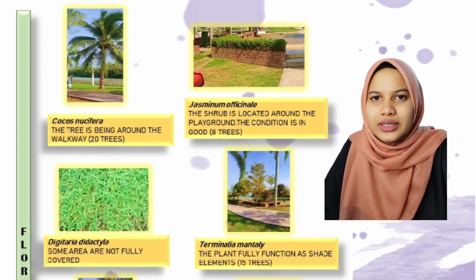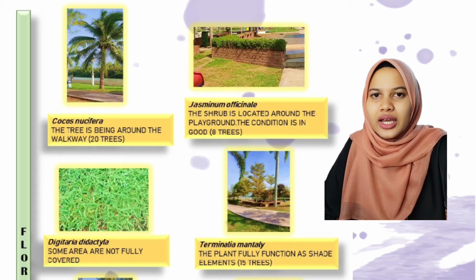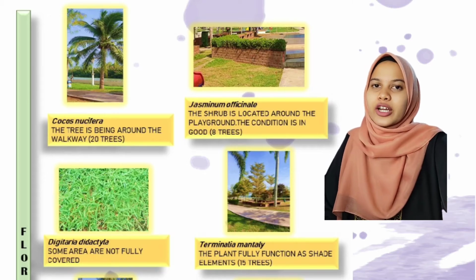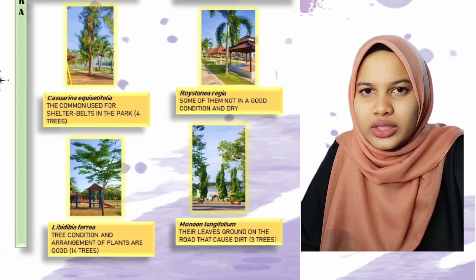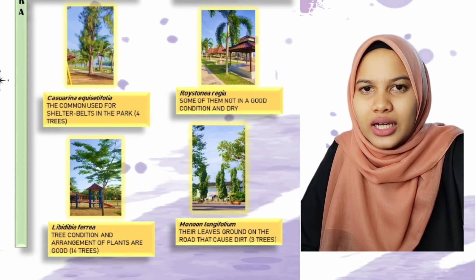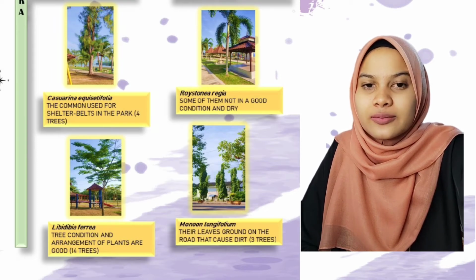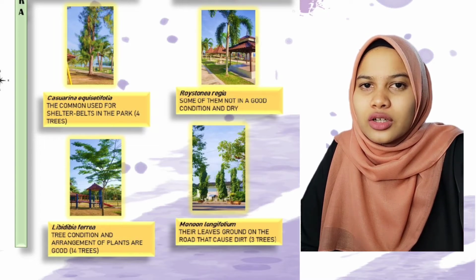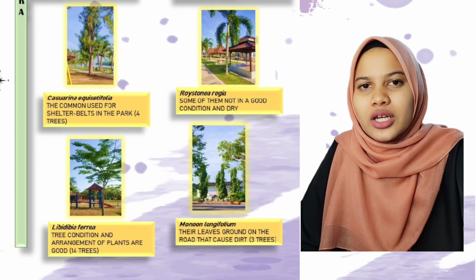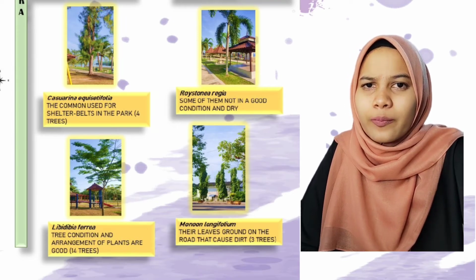Next is Terminalia mantaly. The plant fully functions as shade elements. There are 15 trees. Next is Casuarina equisetifolia. It is commonly used as shelter belts in the park. There are 4 trees at the park. Next is Roystonea regia. Some of them are not in good condition and also look dry.